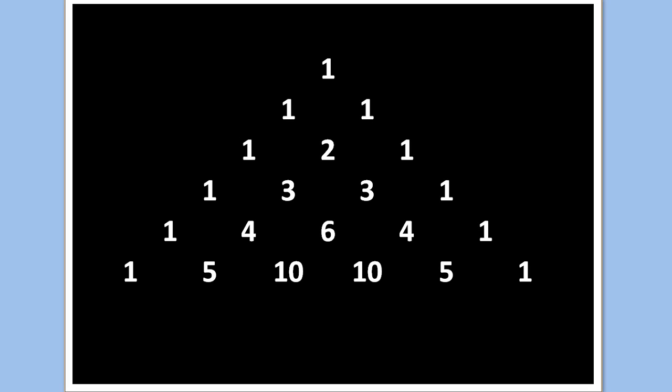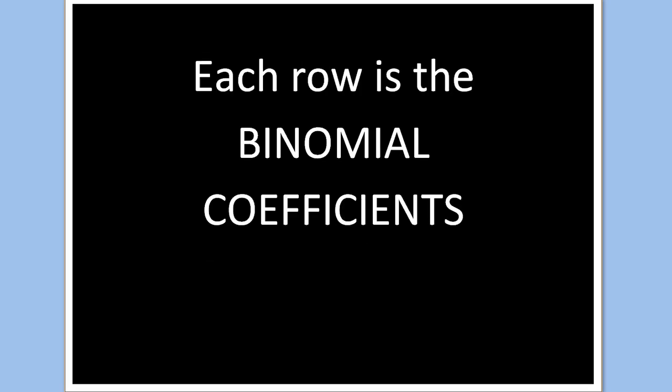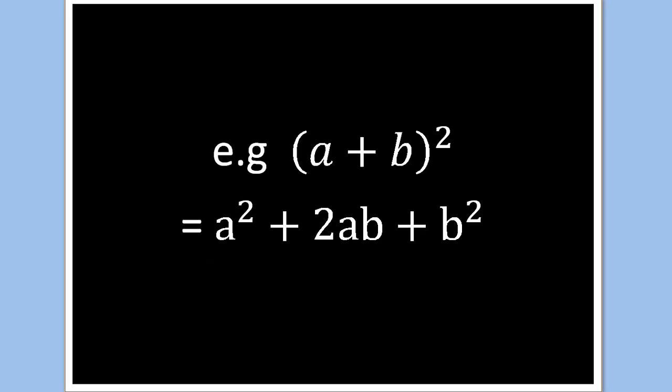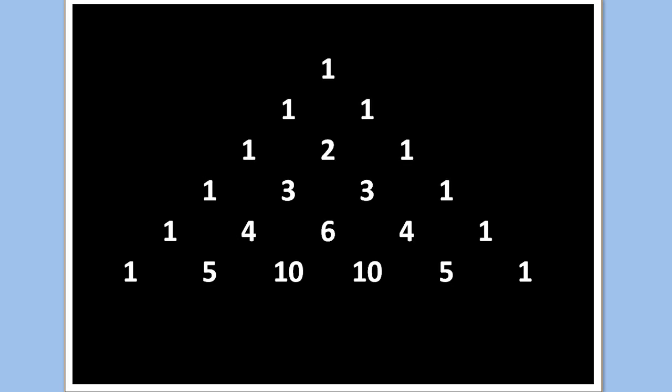So one of the most useful features of the triangle is it allows you to find what are called the binomial coefficients. So each row is actually binomial coefficients. So 1, 1, the second row there, that would be the binomial coefficients for a plus b to the power of 1. So a plus b all to the power of 1 is just a plus b. The coefficient of a is 1, the coefficient of b is 1. If you had a plus b squared, it would be a squared plus 2ab plus b squared. The coefficient of a squared is 1, coefficient of ab is 2, coefficient of b squared is 1. So that corresponds to 1, 2, 1.